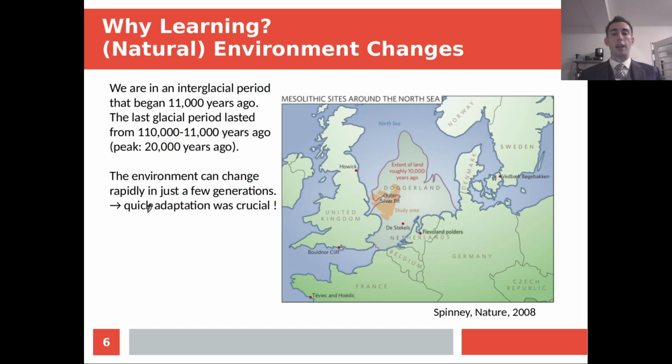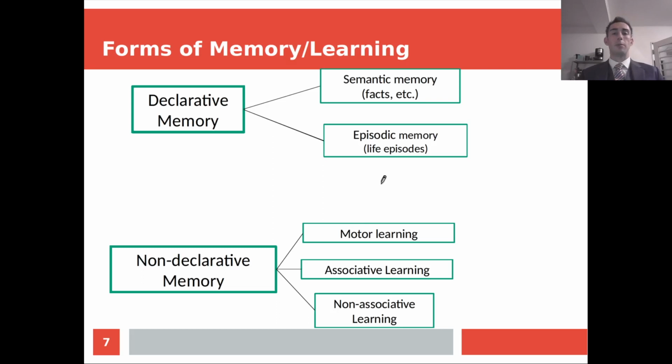the environment changed significantly, from having land between, for example, the United Kingdom and France and Germany, to having no land there. And so quick adaptation to the new climate and environment was necessary for survival. People who had a better ability to learn were probably able to more quickly adapt and respond to the new environment. Anyways, that's the just-so evolutionary argument for why learning is important and how it helps.